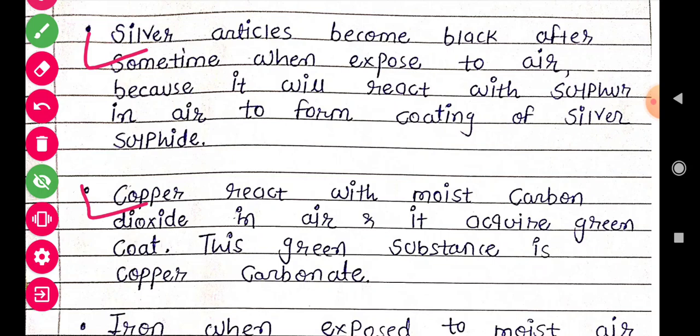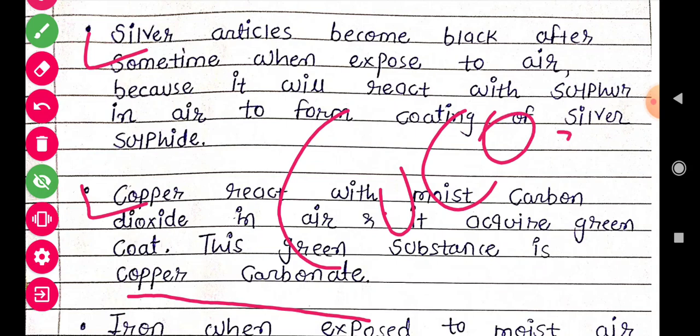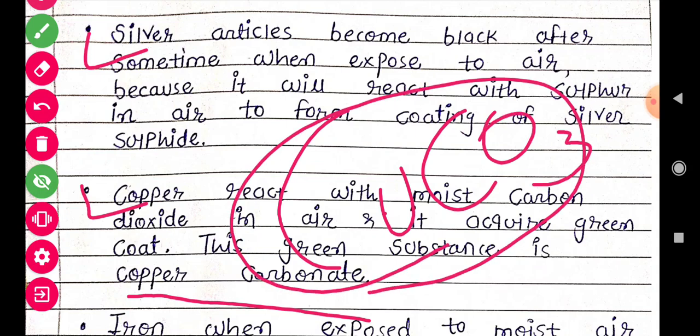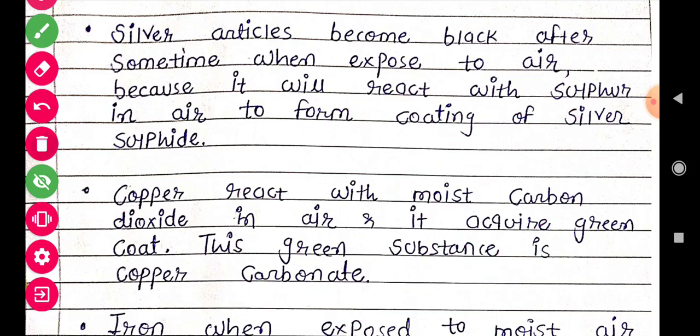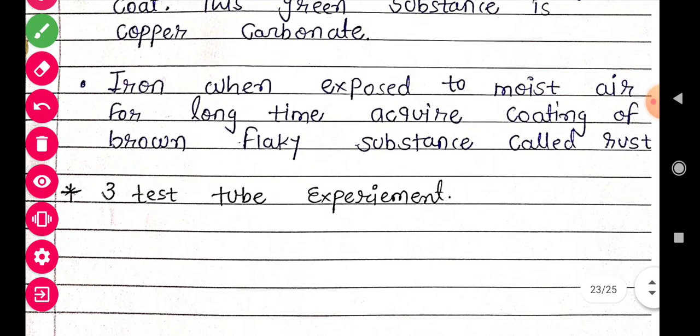So there is a high possibility of getting corroded easily. The substance that we see on copper articles, which is green in color, is actually not copper or a toxic substance, but simply the combination of copper and carbon dioxide. Together they react with each other and acquire a green coat, and that green coat is known as copper carbonate, CuCO3. Okay, this is the substance name. This is the green color substance, nothing else.